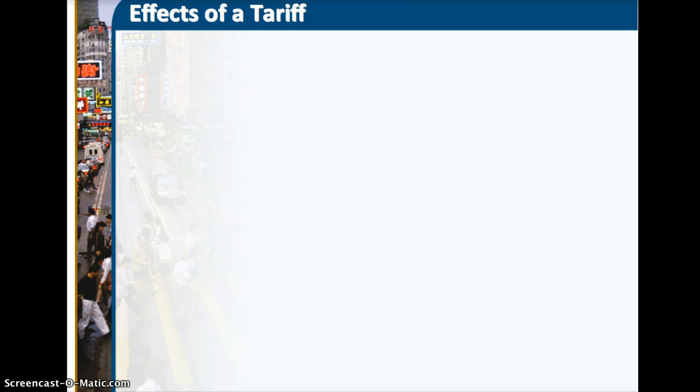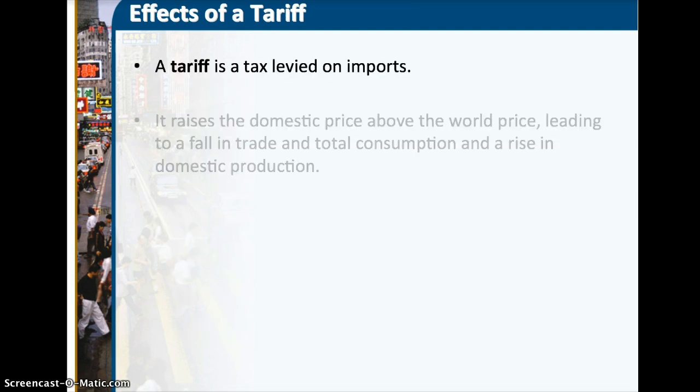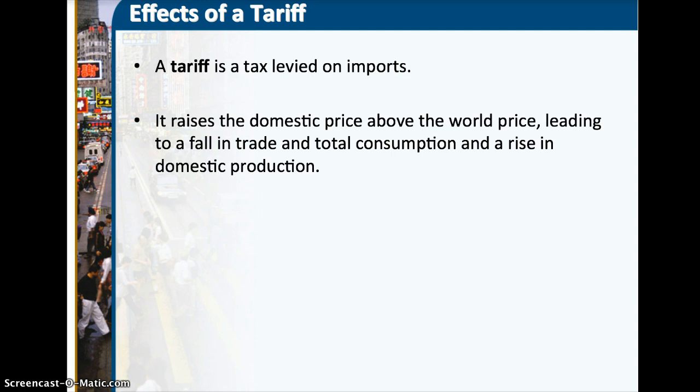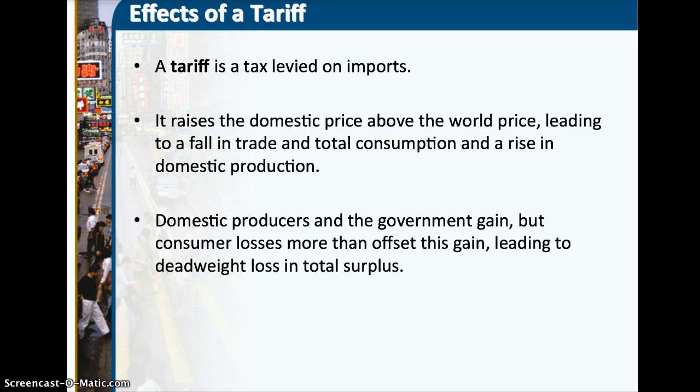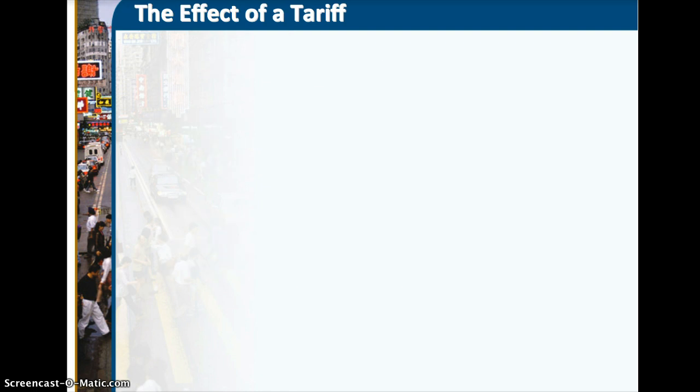Effects of a tariff. A tariff is a tax levied on imports. It raises the domestic price above the world price, leading to a fall in trade and total consumption and a rise in domestic production. Domestic producers and the government gain, but consumer losses more than offset this gain, leading to deadweight loss in total surplus.